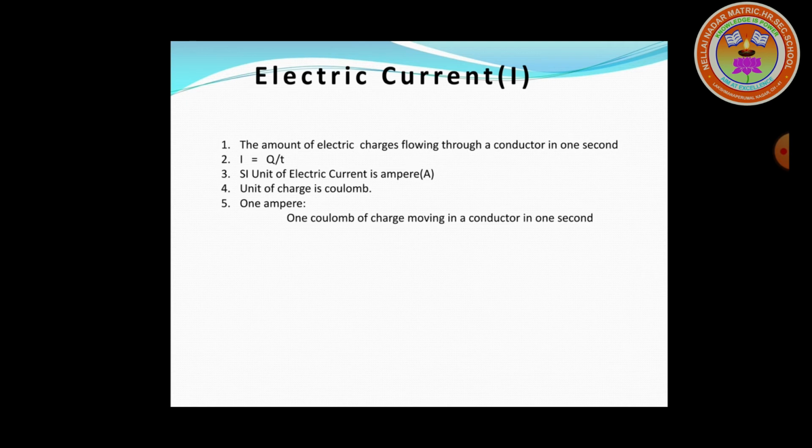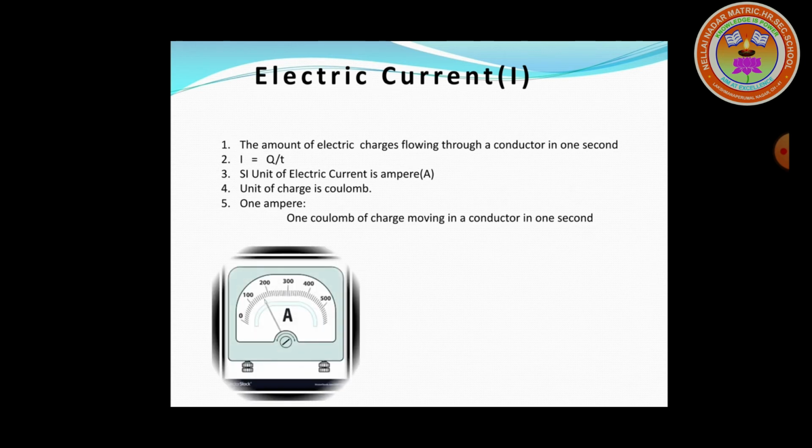So the next question that will come is, which instrument is used to measure the electric current? Here, the ammeter. See the figure also, the ammeter is used to measure the electric current. The readings are graduated in ampere. In the laboratories we are able to measure only smaller amounts of current. The readings are graduated in milliampere.